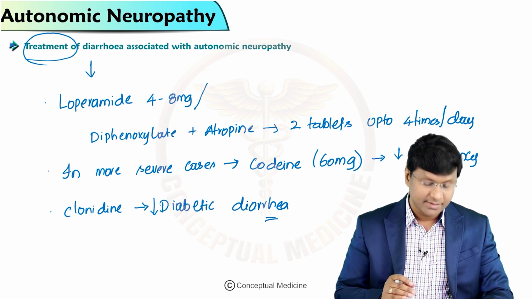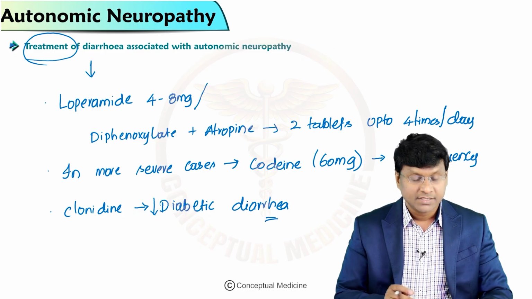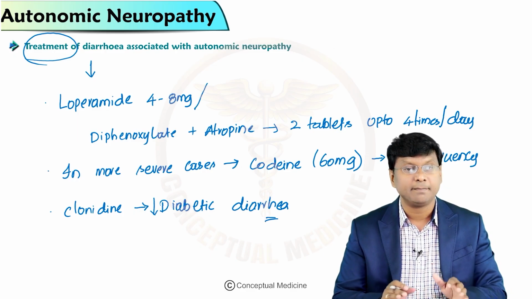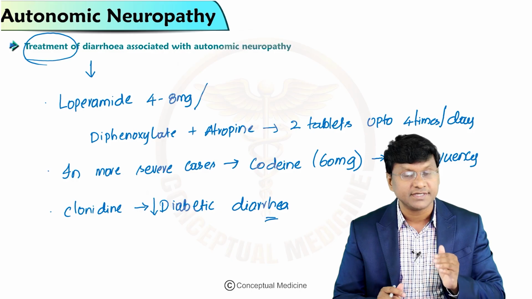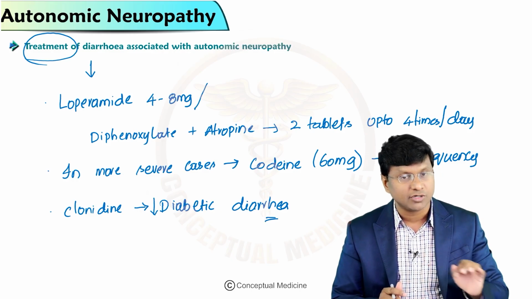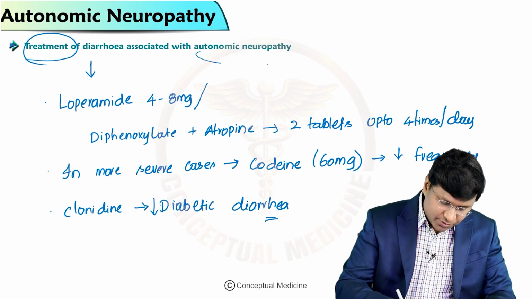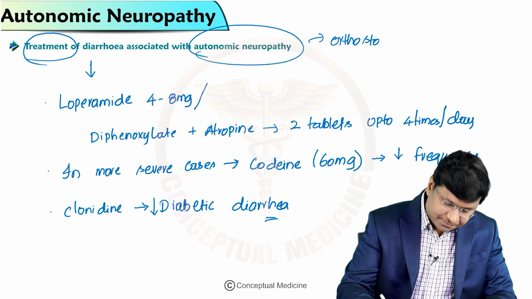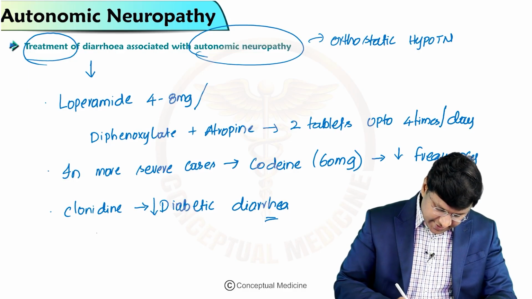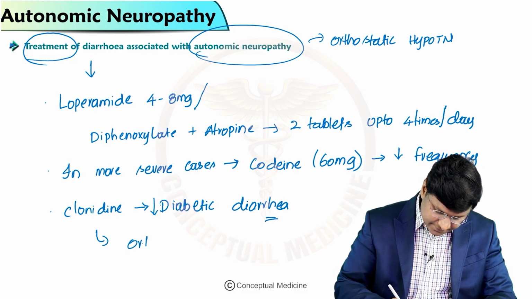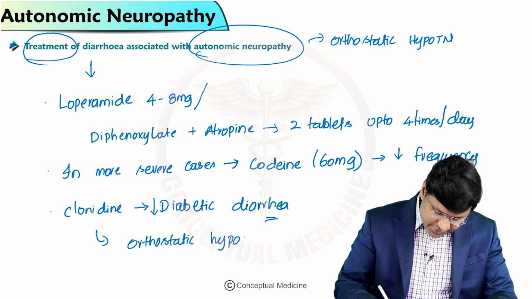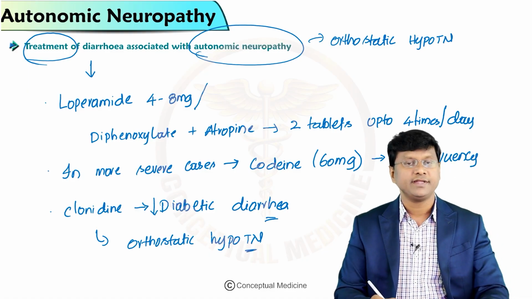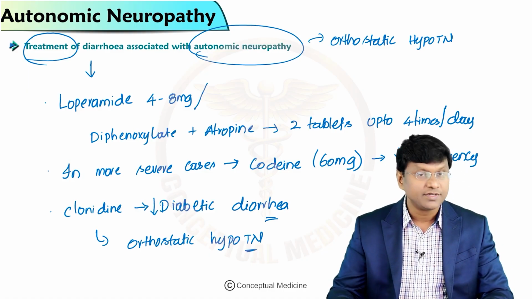And the usage of clonidine is limited by its tendency to lower the blood pressure in these patients who already have autonomic neuropathy. Because in autonomic neuropathy, these patients develop orthostatic hypotension, and even this particular clonidine is also associated with orthostatic hypotension. So that is the reason why the usage of clonidine is limited. So that is about the treatment of diarrhea.